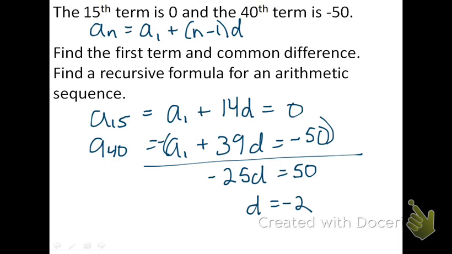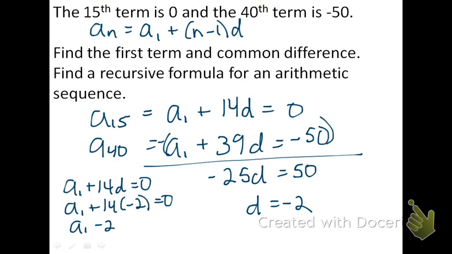Okay, so that's what we're adding each time, negative 2. So that's our common difference. Now to find a sub 1, we just need to plug it into our formula. So we have a sub 1 plus 14d equals 0, and we know d is negative 2. So we have a sub 1 minus 28 equals 0, add 28 to each side, and we get a sub 1 equals 28. So our first term is 28, and our common difference is negative 2.